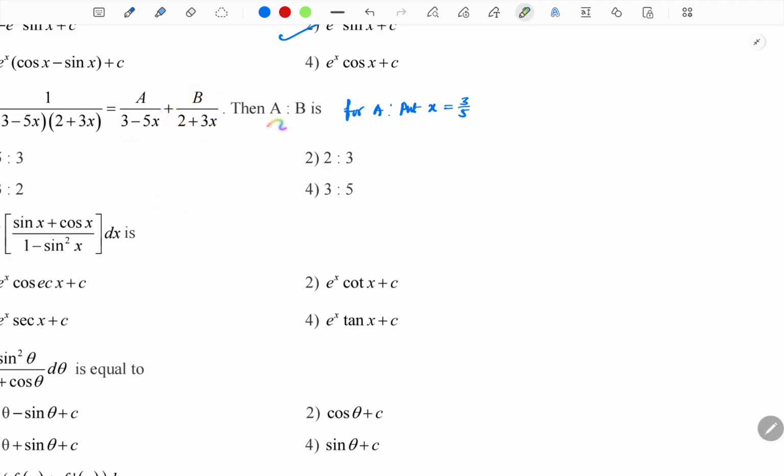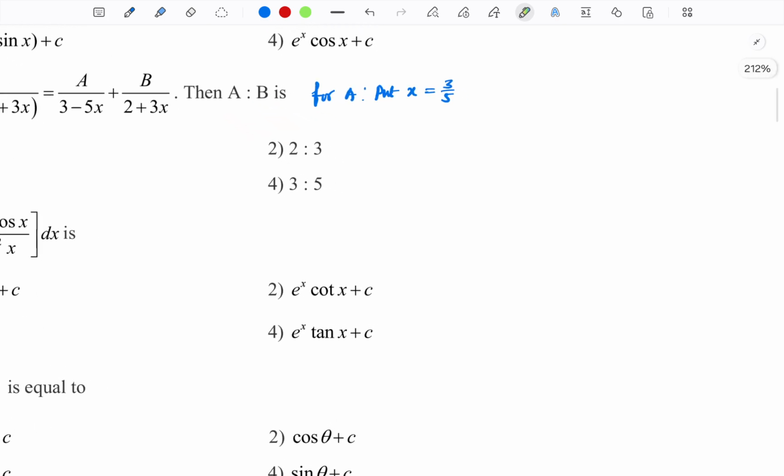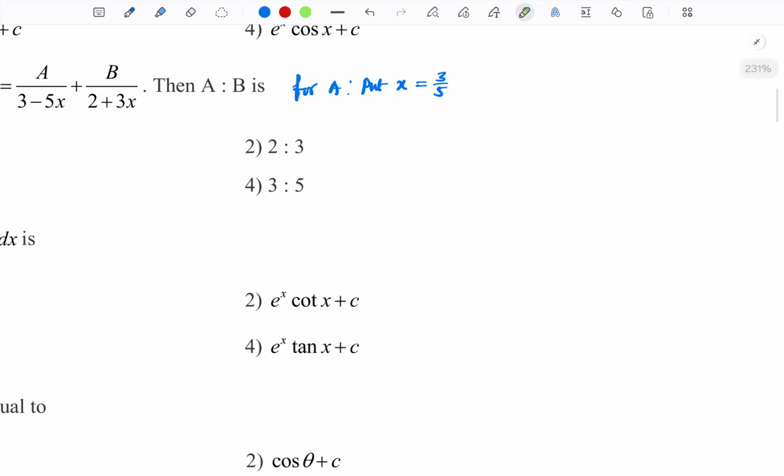Now they are asking just the ratio, right? First find out a and b, then substitute. If I substitute here, that side it will become 1 by 2 plus 3 times 3 by 5. Then if I take the LCM, 1 by 2 plus 9 by 5 is 19 by 10, which means 5 by 19, yes. So 5 by 19 is the value of a.